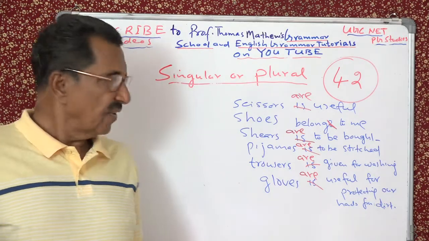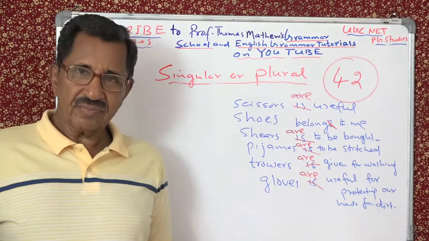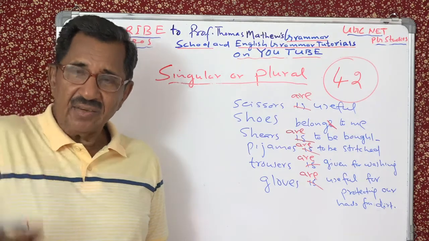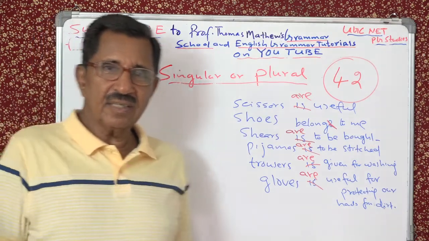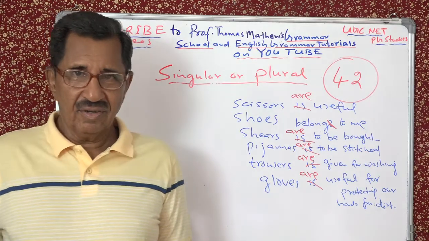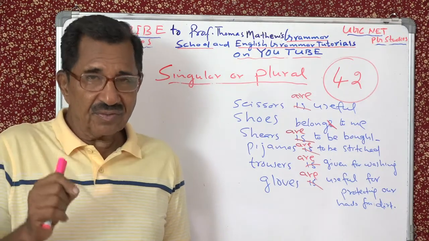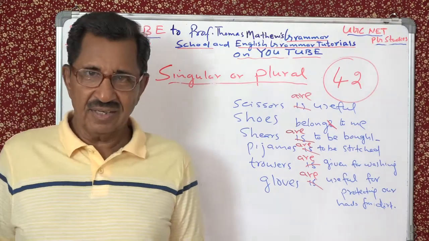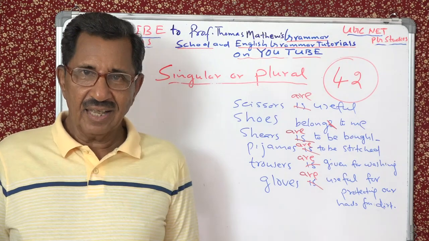So you have got that. Then there are shoes also. There is a variety of shoes available in the market. A variety of shoes are available. But if you say a pair of shoes, then it is singular. I think that is clear today.